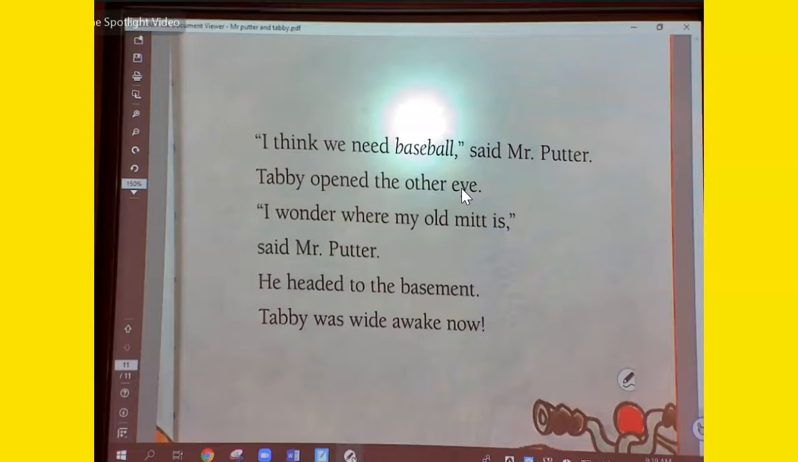Tabby opened the other eye. I wonder where my old mitt is, said Mr. Putter. He headed to the basement. Tabby was wide awake now.